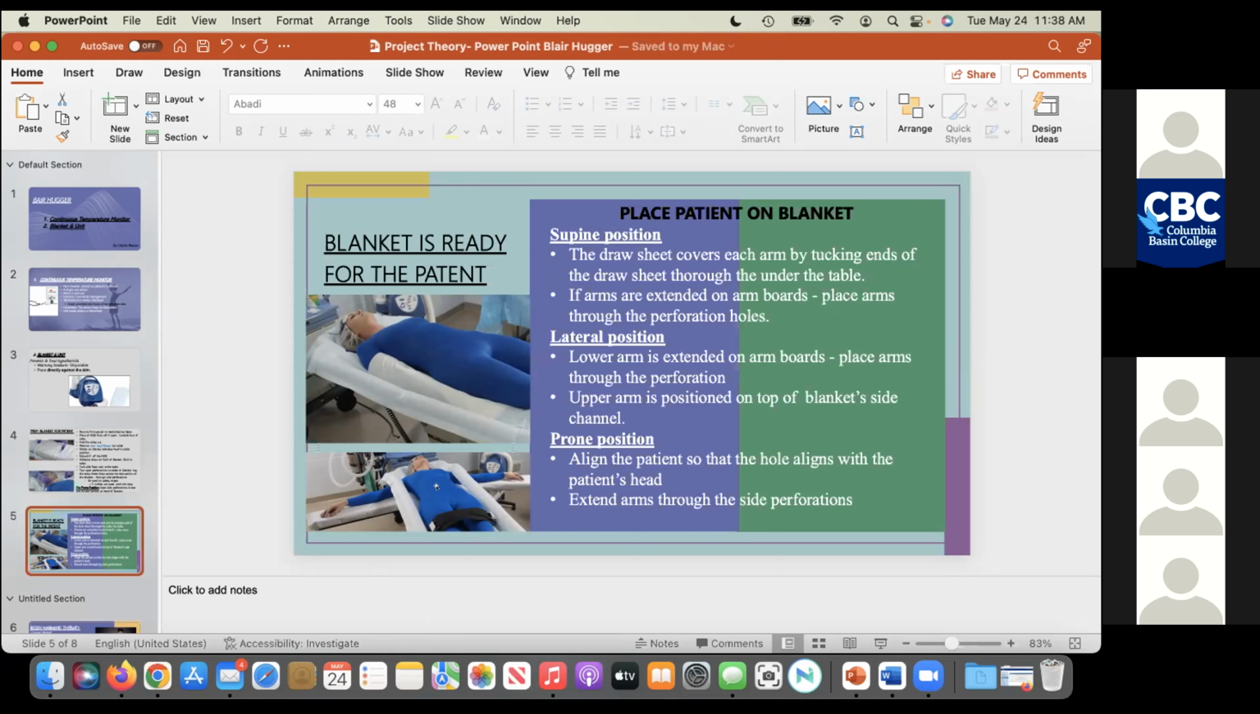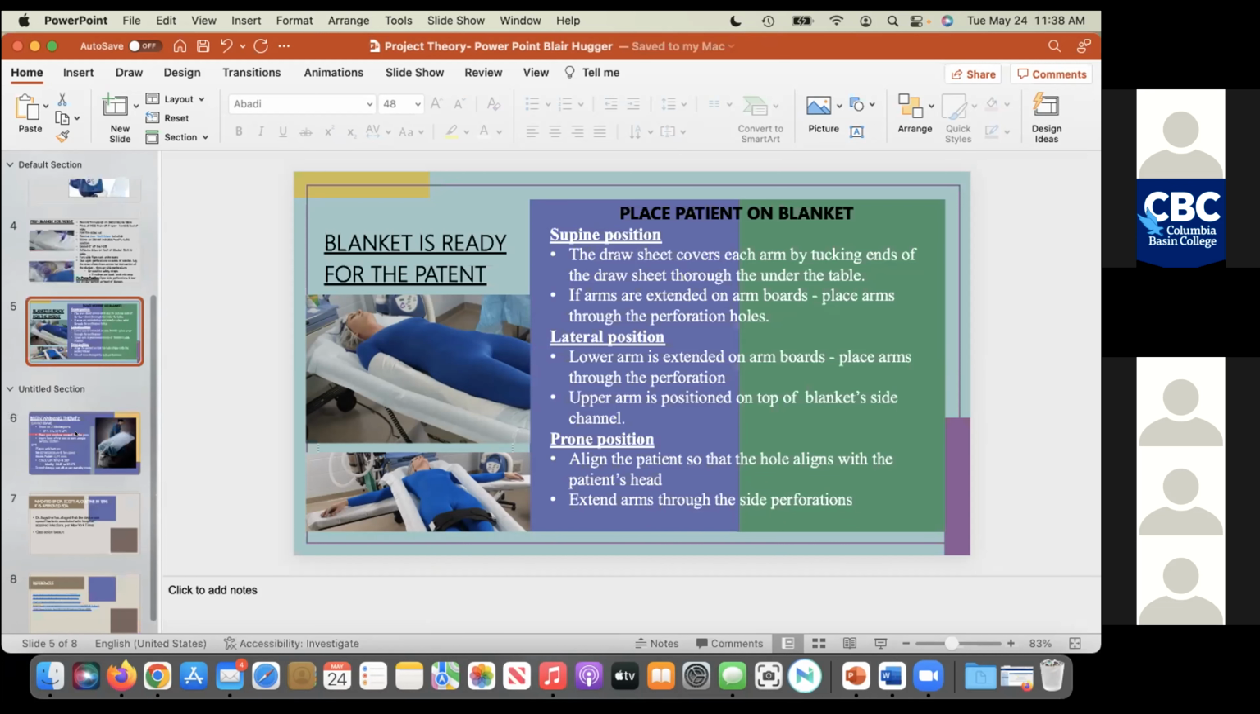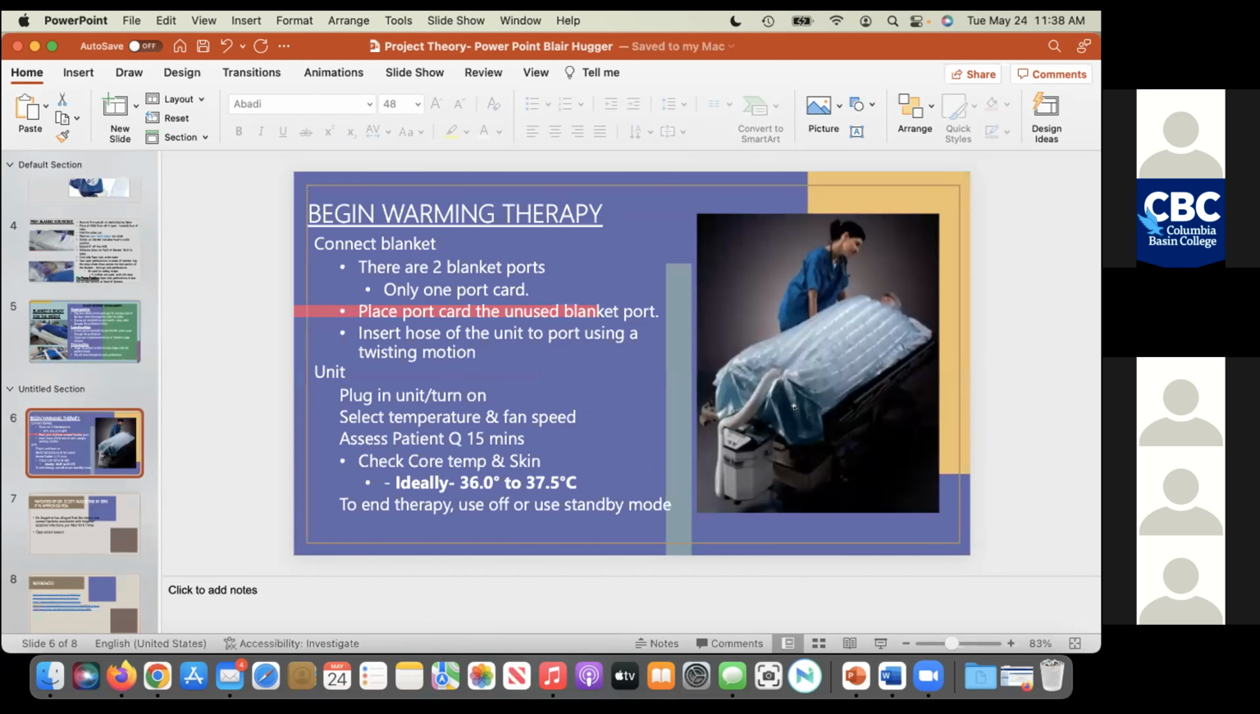If they're lateral, let's just say we're going to roll them over this way to the right, one side would go under the blanket, the other side goes over. So you would only have to perforate one of the sides. And if they're prone, you would have them put their head in the head where it's perforated out and extend the arms through the sides of the blanket as well. And then you would be able to start warming your patient.